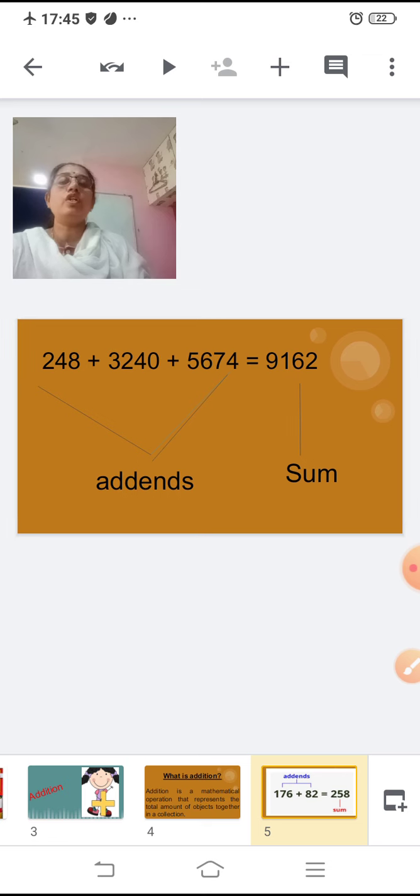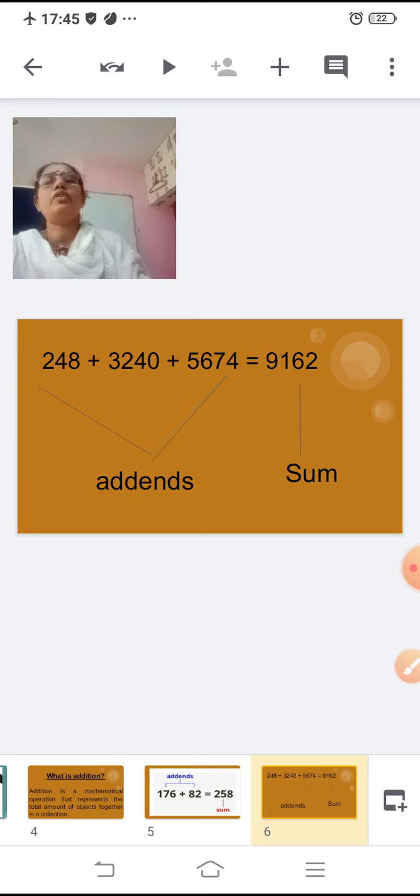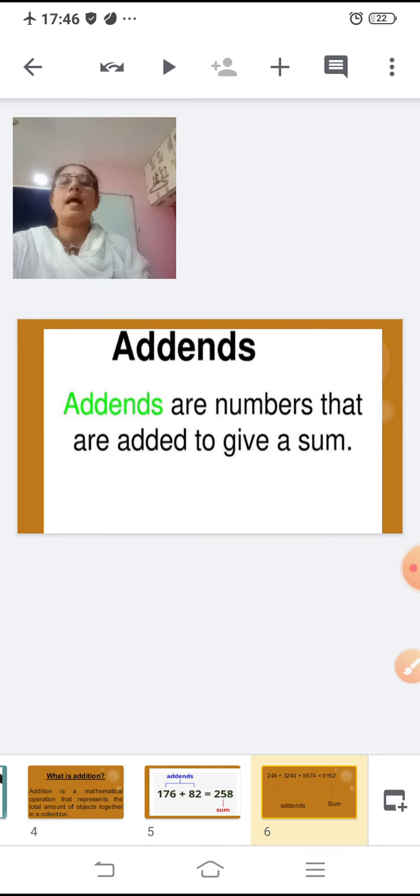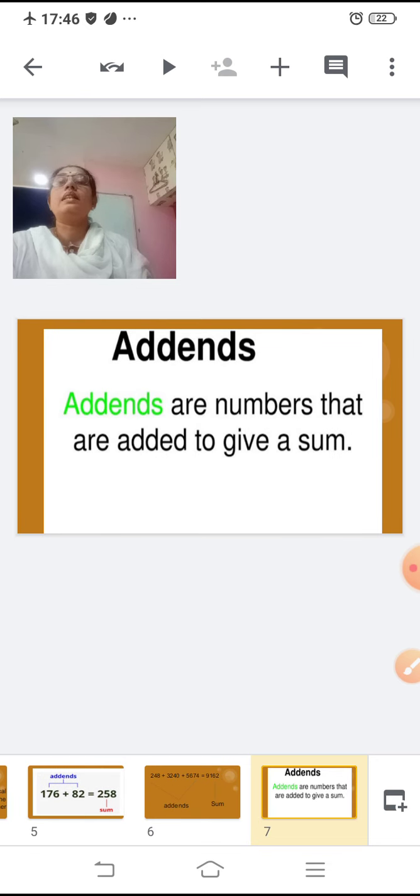So when you add these two addends, you get the answer 258, which is called the sum. It is not only two numbers, but any three or four numbers can be added. Here in this slide you can see 248 plus 3240 plus 5674. All three numbers are called addends, and after adding, the answer you get is called the sum. So in short, addends are numbers that are added to give a sum, or a result, or the answer.